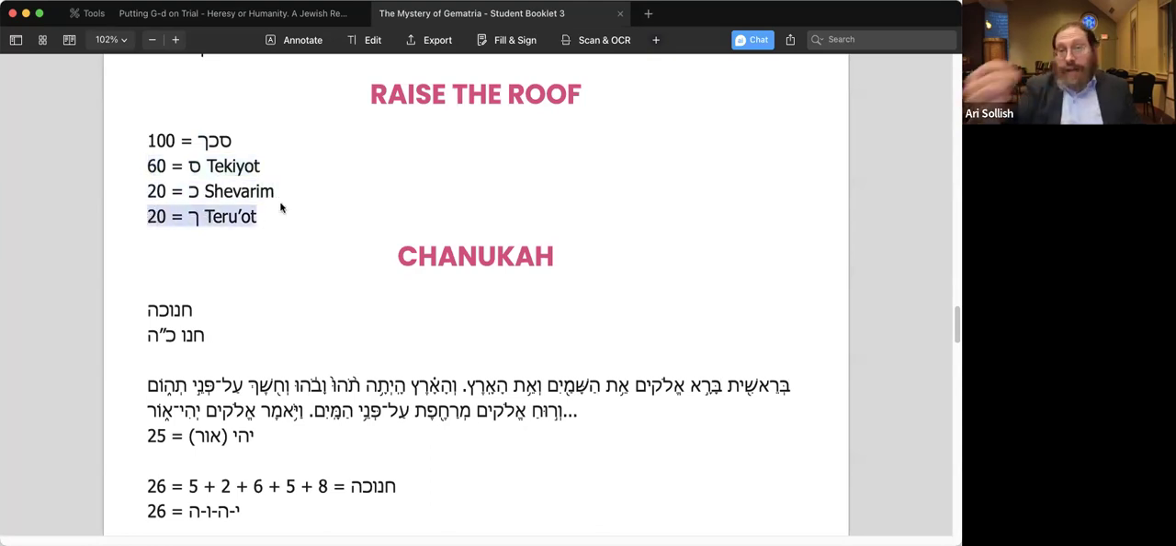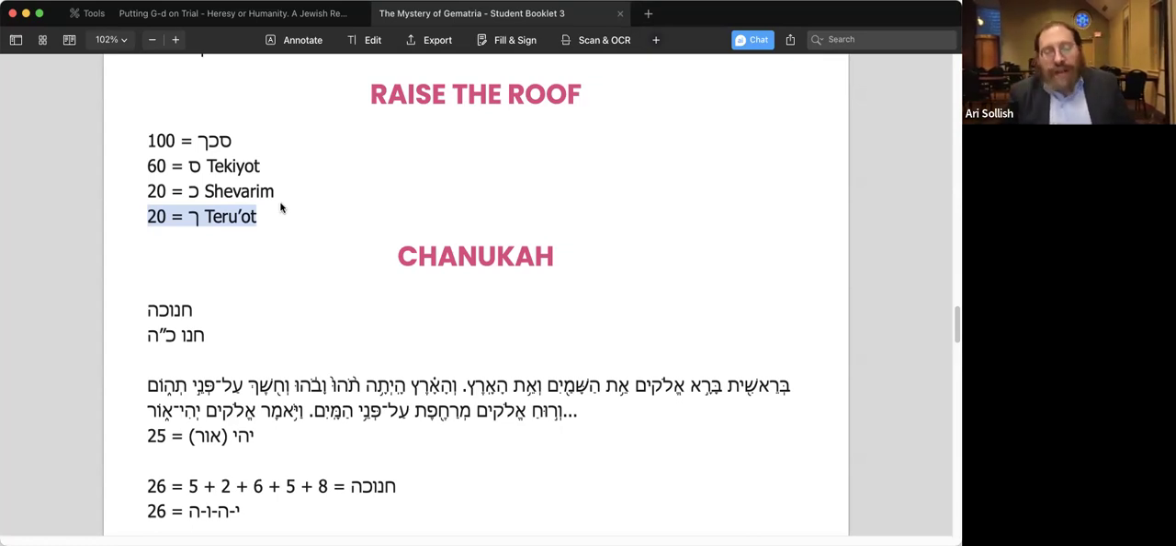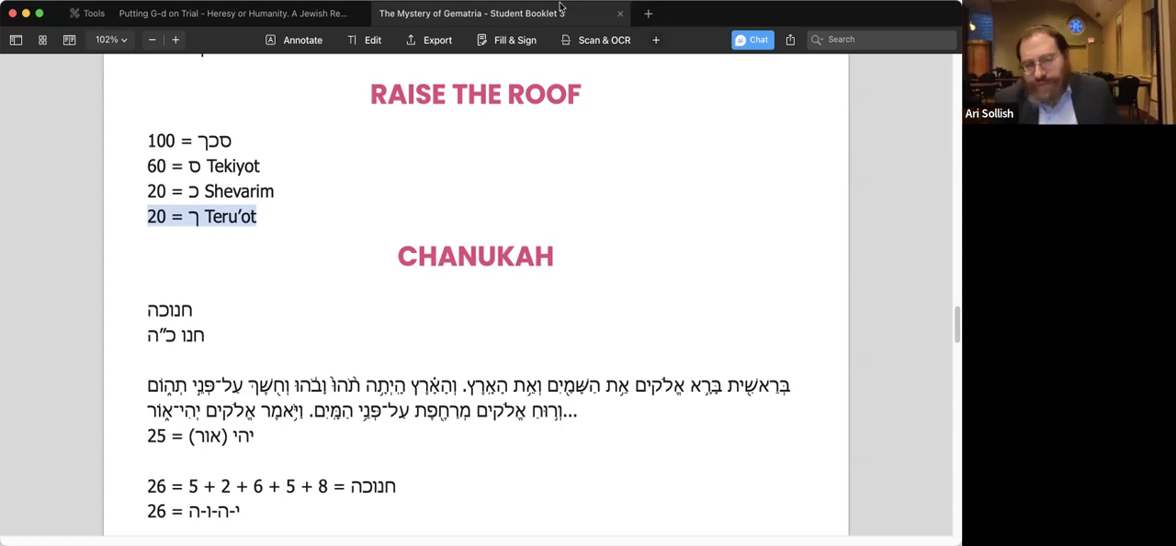The tekiah is the long blast, shevarim are the 3 short blasts, and the teruot are the 9 really short blasts. Well, in total, you have 60 rounds of tekiot, 20 of shevarim, and 20 of teruot, which equal 100, but it's exactly schach. Samach, chaf, chaf, 60, 20, 20. What's the connection between Rosh Hashanah, shofar blast, and the schach?